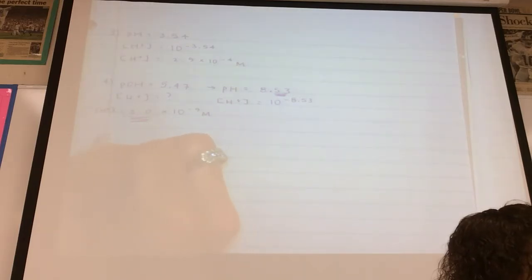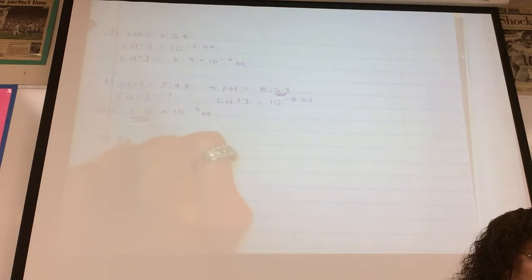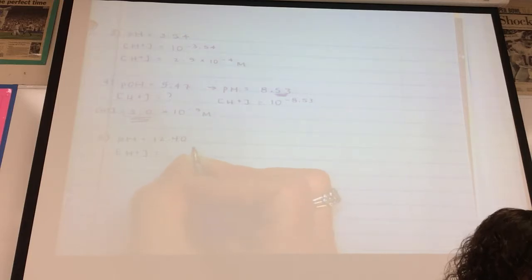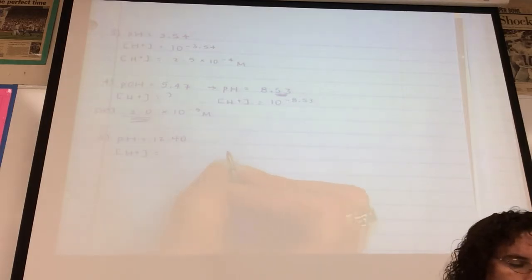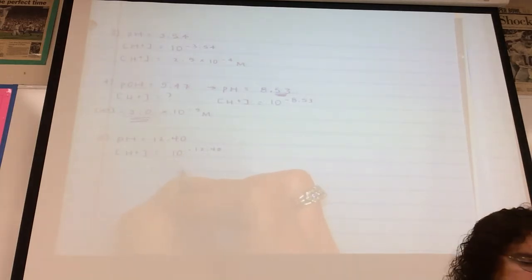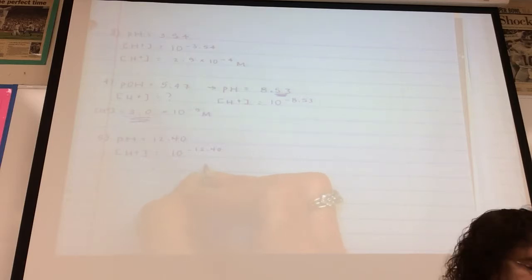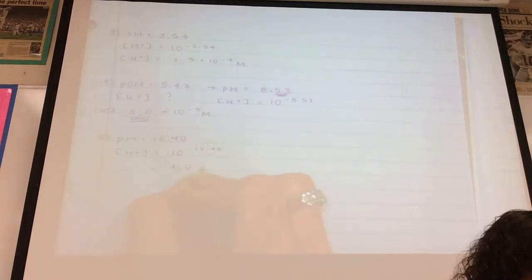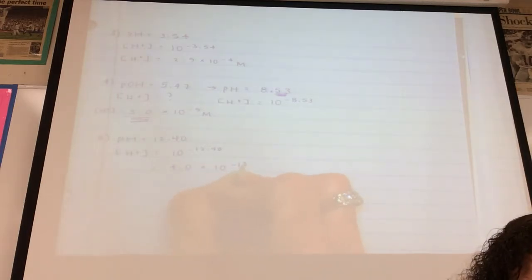So I'll let you try number 5. Number 5 says the solution has a pH of 12.40. And we want to calculate proton concentration. So this is pretty straightforward. And what'd you get? 4.0 times 10 to the negative 13? Yep.